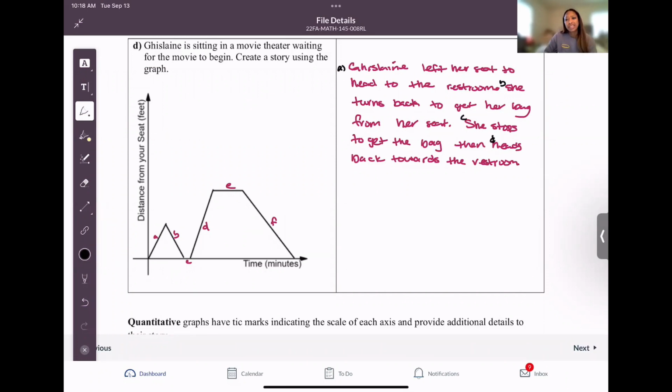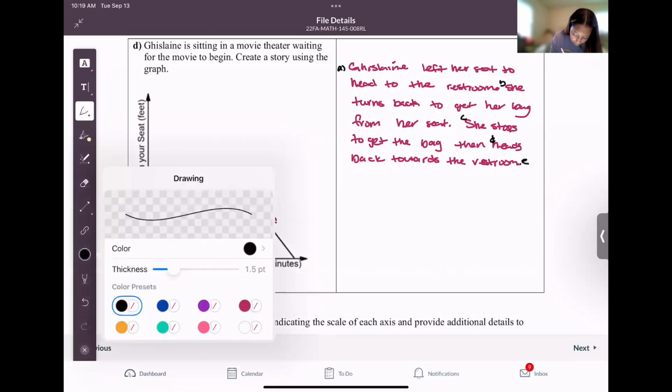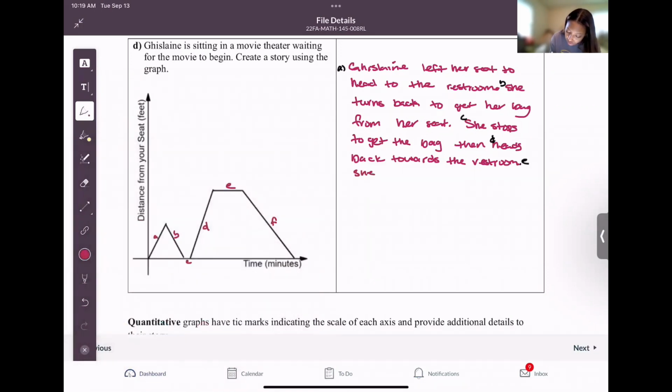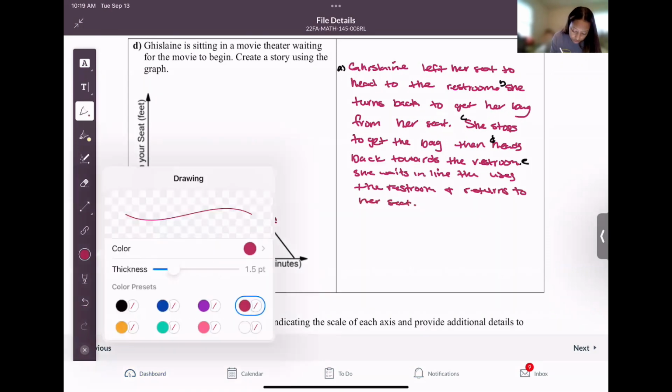So now we're in part E, this long horizontal line. So the distance from her seat isn't changing. That would be while she's in the bathroom. So maybe there's a line in the bathroom, so she has to wait, and then wash her hands, eventually come back. So part E: she waits in a line, then uses the restroom and returns to her seat. Returning to her seat, that would be the part F.